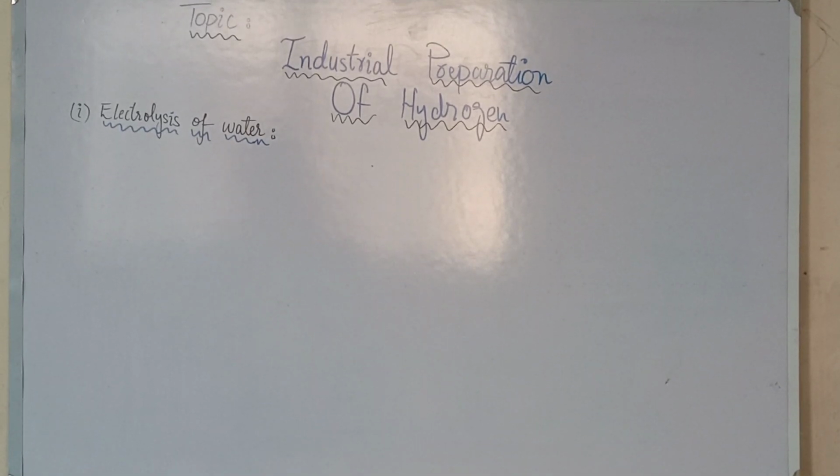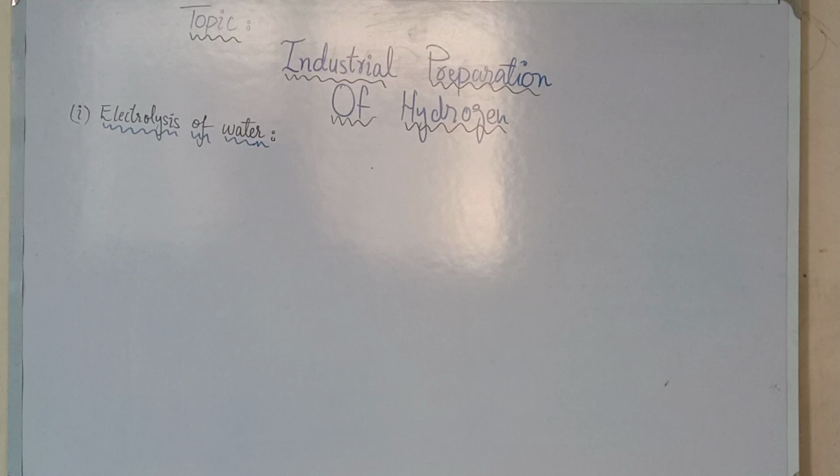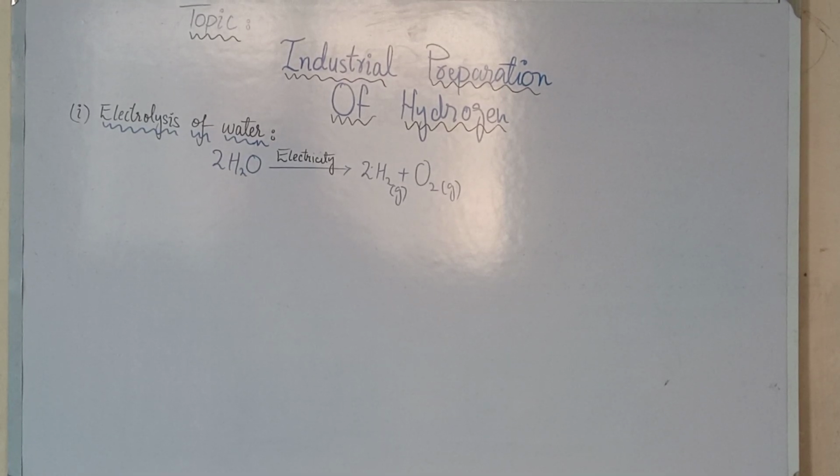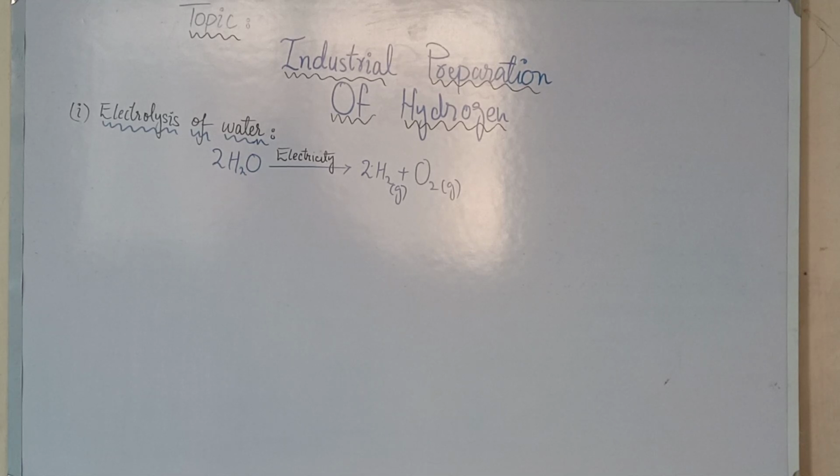So the chemical equation for this method becomes: water molecules break into hydrogen gas and oxygen gas. As I told you, hydrogen is at the cathode and oxygen is at the anode. The gases produced are in the purest form. This process is expensive and is used to produce hydrogen where electricity is available at cheaper rates.